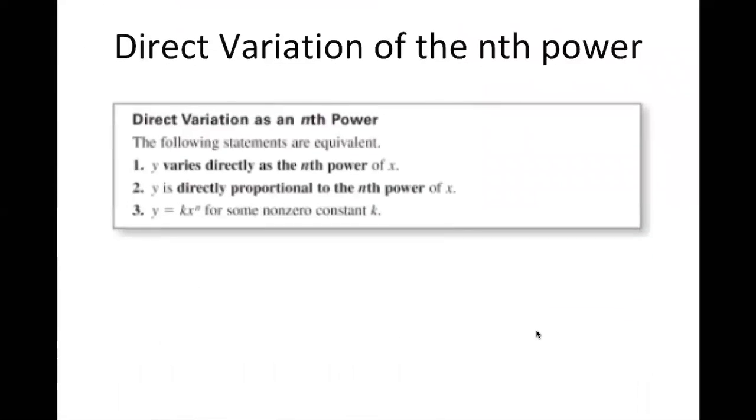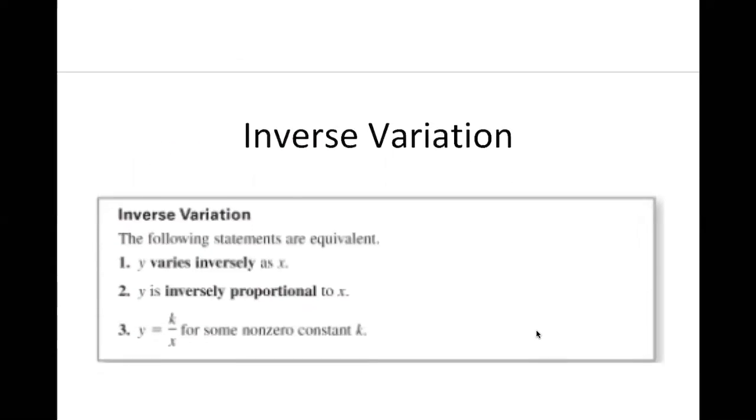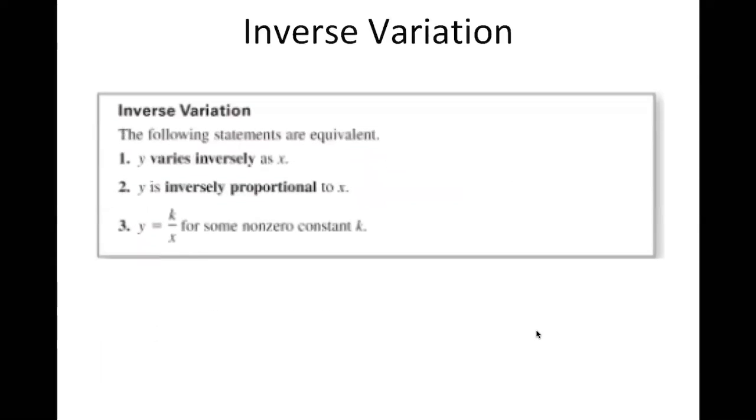You can also have direct variation of the nth power. So it says y varies directly as the nth power of x. So again, we are coming up with an equation here, and this one says y equals k times x to the n. Again, k is a non-zero constant. The next type of variation is inverse variation. Inverse, think of division. So it is your constant k divided by x in this case. So y varies inversely as x or is inversely proportional to x. So your inverse is division.